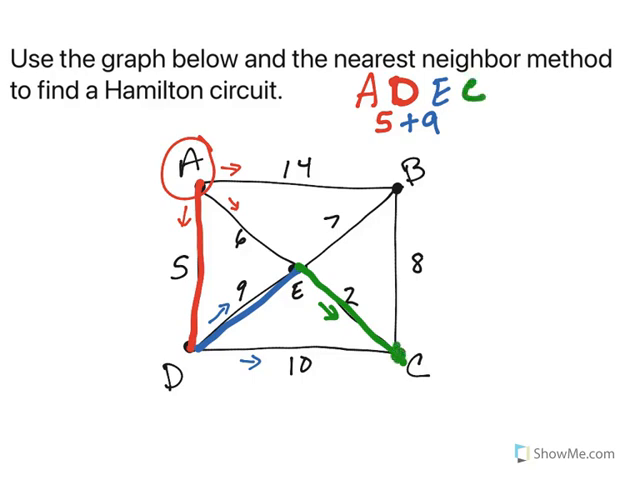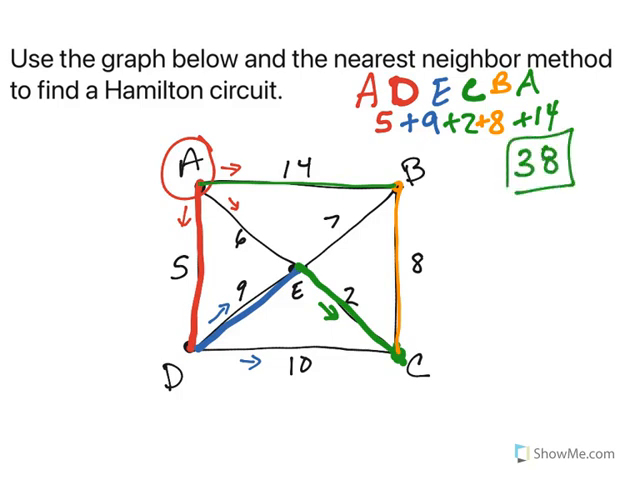So I go to C with a value of 2, up to B, value of 8, and then last but not least, back to A, the value of 14. So 5 plus 9 plus 2 plus 8 plus 14 gives me 24, plus 14 gives me 38 as the value of that.